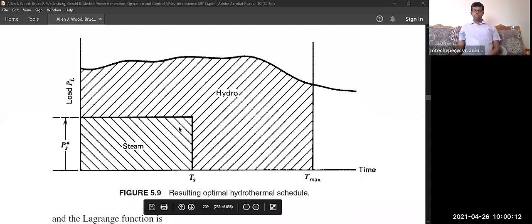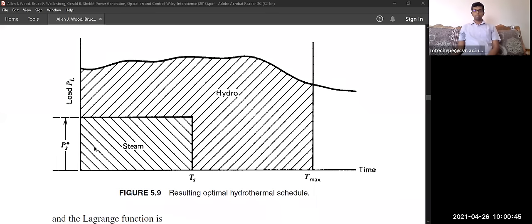Why? Because if we reduce the power generation from the steam power plant, automatically the cost will be reduced. That is also the number of operating hours, power generation versus power load. The load, that is the demand, is equal to the power generation. Some losses are also there, but we have not taken the losses.